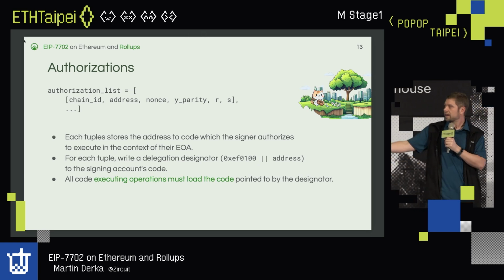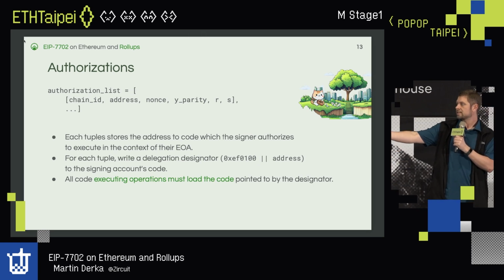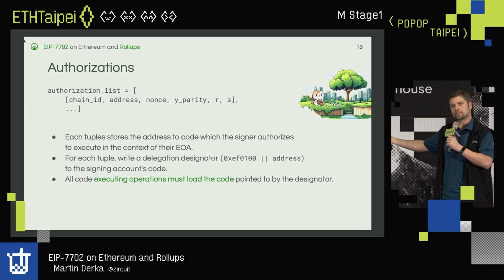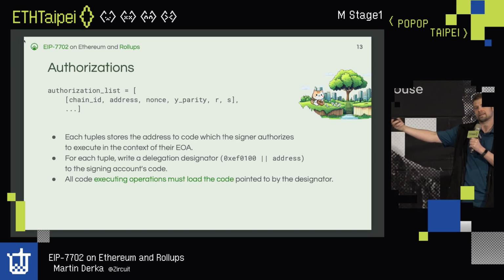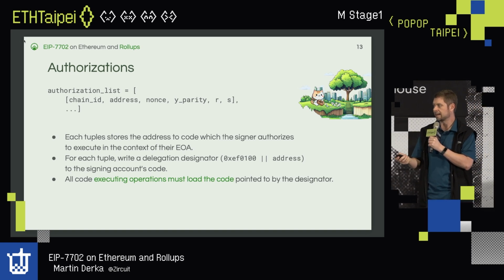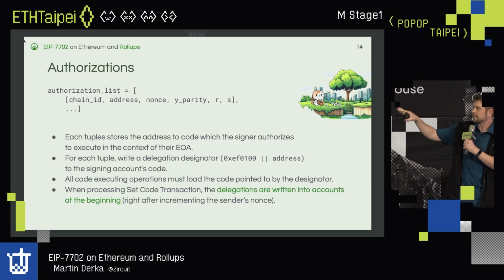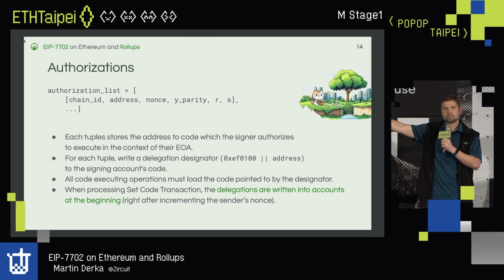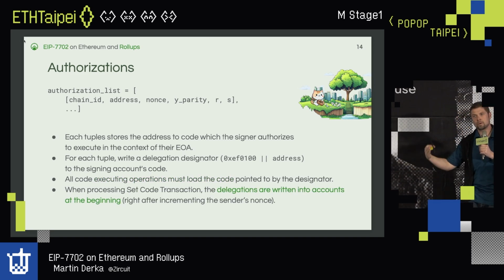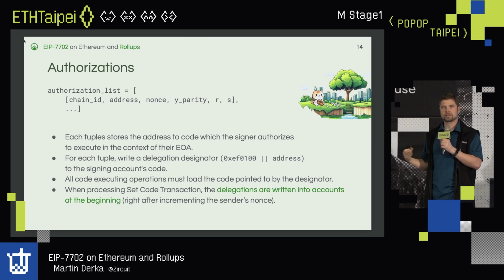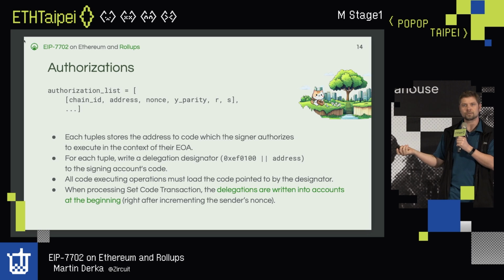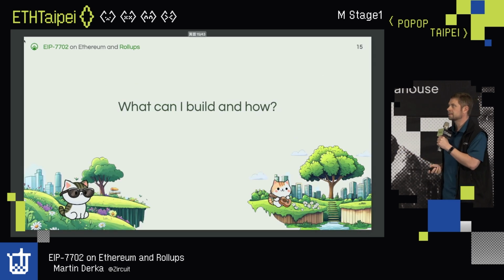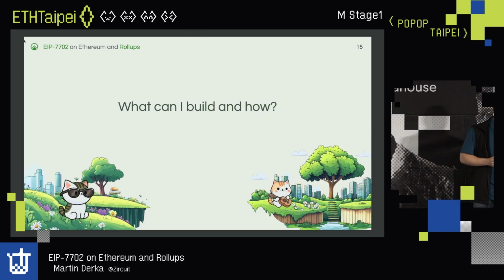And then if you are executing any kind of code that calls this EOA, all code executing operations, then know that they should treat this as a pointer and load those instructions from there. And as I said, the processing of these authorizations happens before my very normal, ordinary, regular transaction gets to processing. Okay? So this is how you should think about EIP-7702.